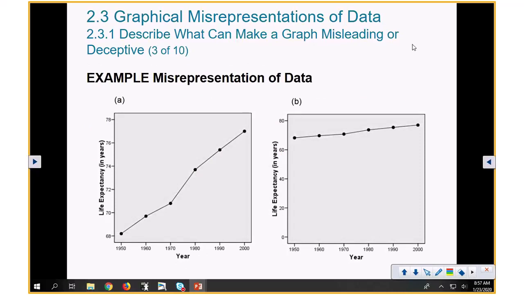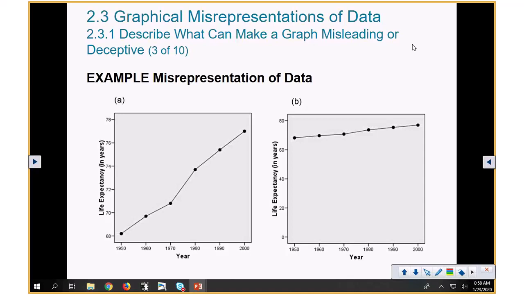These two are giving you the same data. Which one's correct? One person says A. B is correct. Why is B correct? It starts with 0. Look in the lower left-hand corner.